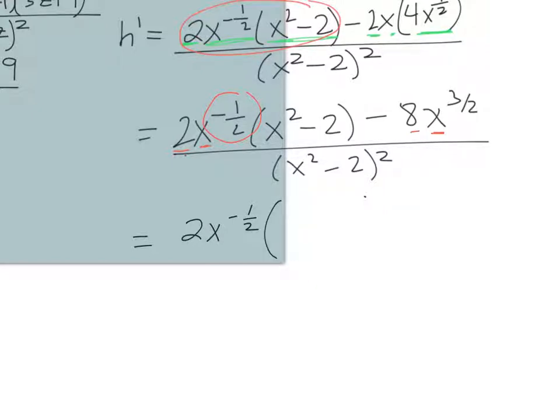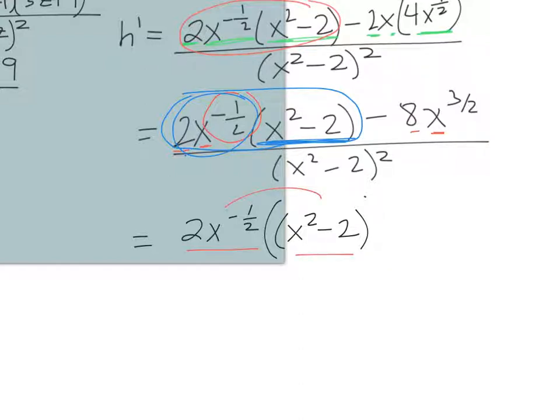And then I'm asking myself, what do I have to times 2x to the negative 1/2 by to get this whole thing? Well, this part is already there. So I just need this part. So all I need is x squared minus 2. Because if I multiply this by this, I will get the entire thing.